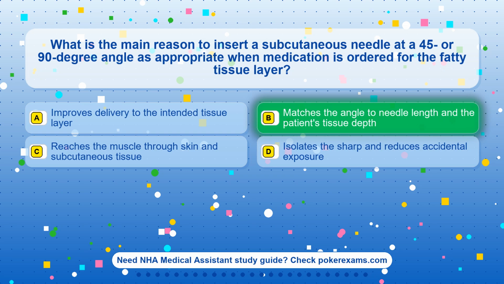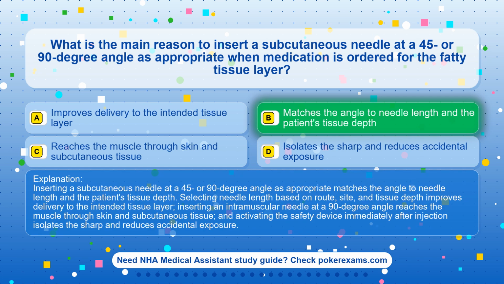The correct answer is option B. Matches the angle to needle length and the patient's tissue depth. Inserting a subcutaneous needle at a 45- or 90-degree angle as appropriate matches the angle to needle length and the patient's tissue depth. Selecting needle length based on route, site, and tissue depth improves delivery to the intended tissue layer. Inserting an intramuscular needle at a 90-degree angle reaches the muscle through skin and subcutaneous tissue, and activating the safety device immediately after injection isolates the sharp and reduces accidental exposure.